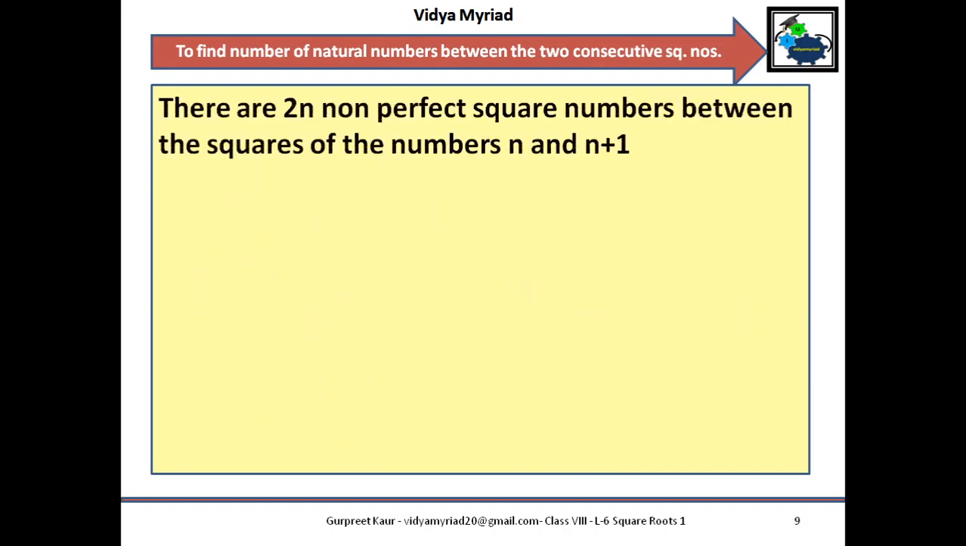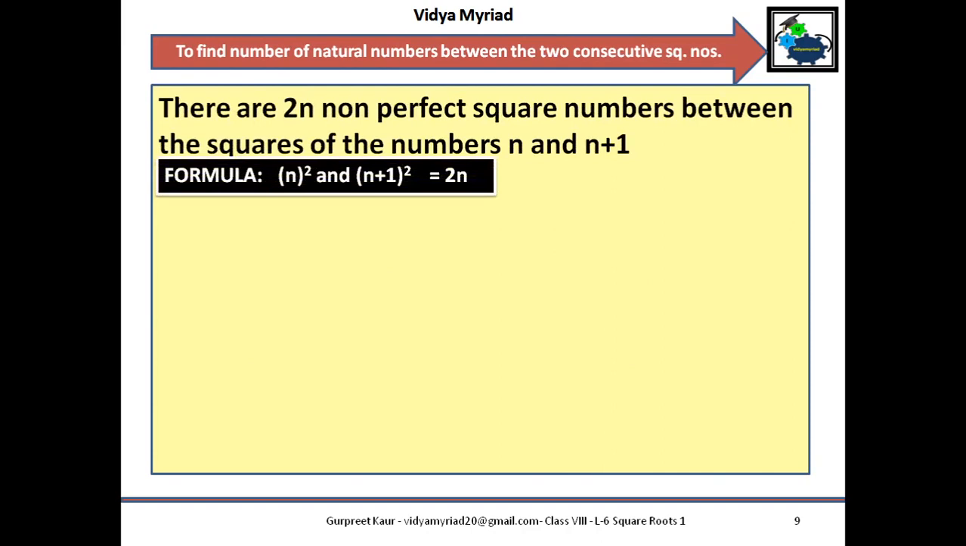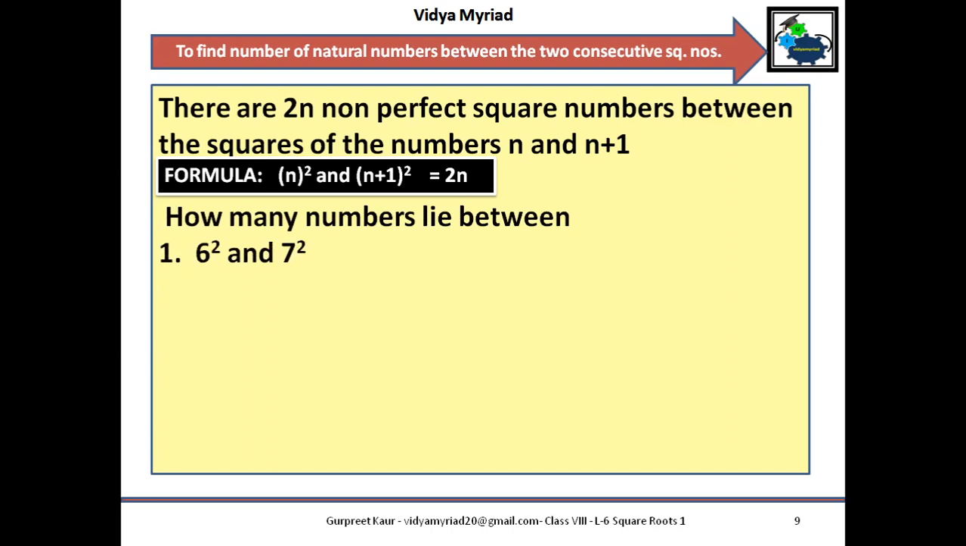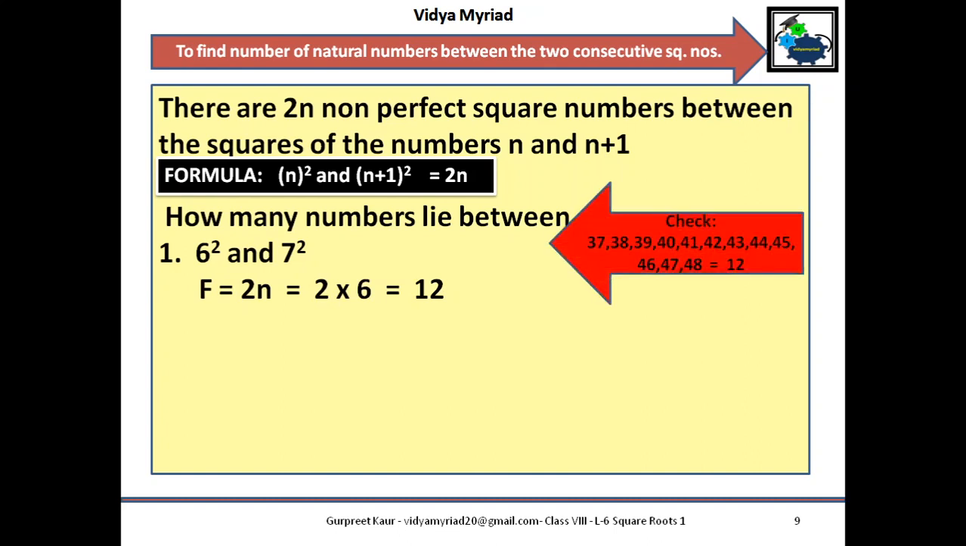Let us see that. The formula is: when you have two consecutive square numbers like n squared and (n+1) squared, there are 2n non-perfect square numbers between them. For example, how many numbers lie between 6 squared and 7 squared? In this, 6 is my n and 7 is n plus 1. So simply put the formula 2n. It is 2 into 6, that is 12. You can check your answer.